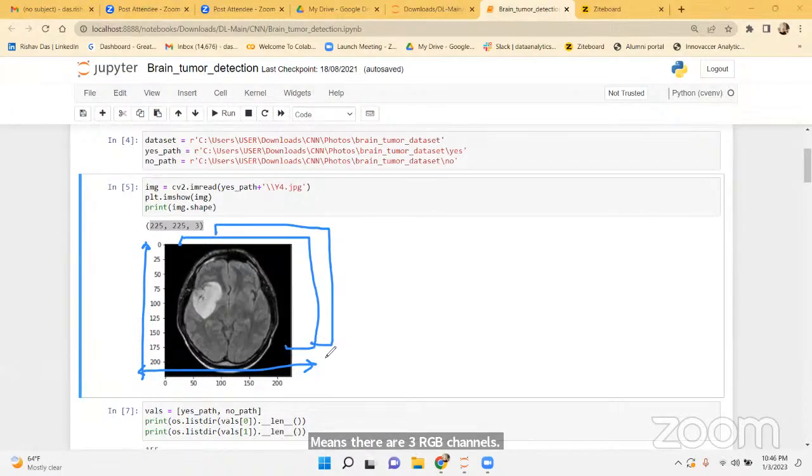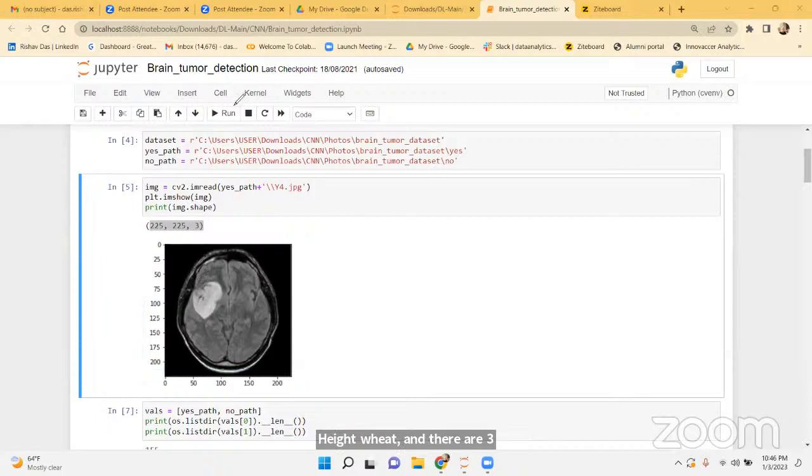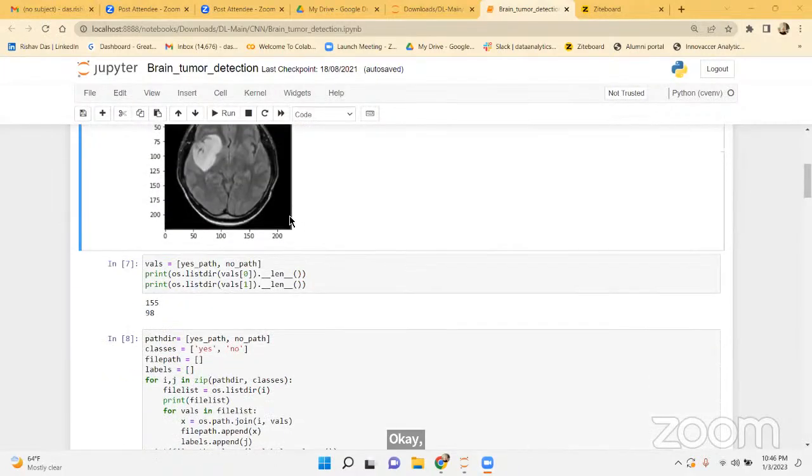Clear? There are three RGB channels. That's why this three is over here: height, width, and there are three channels. Okay. So this is how we read the images, and then we started labeling them.